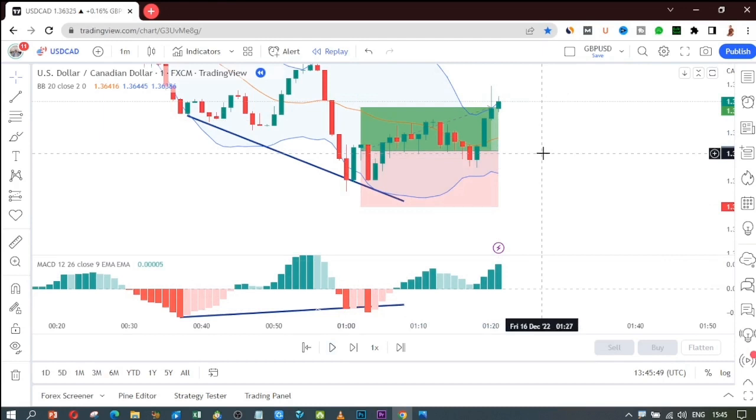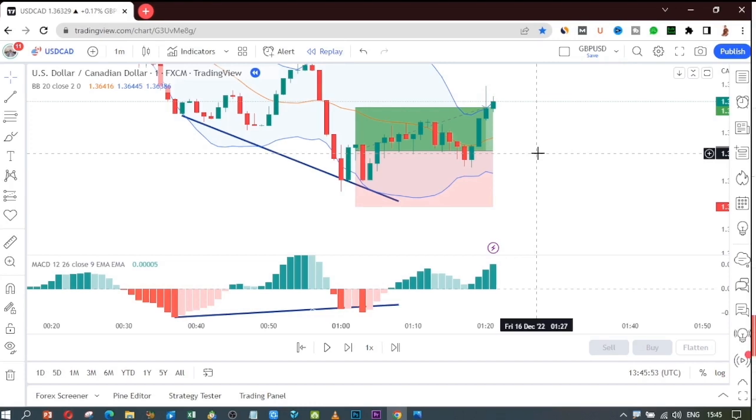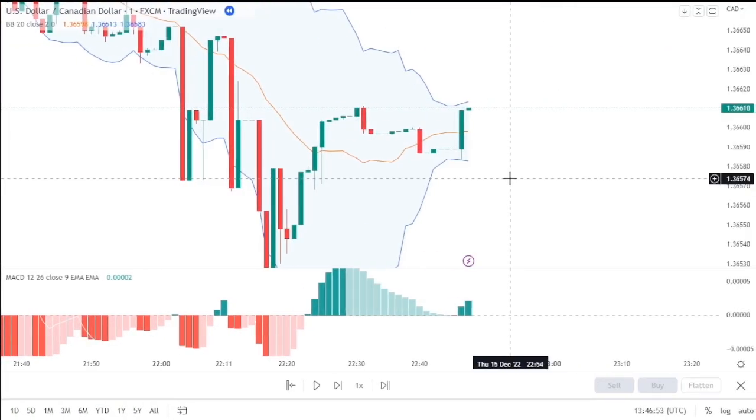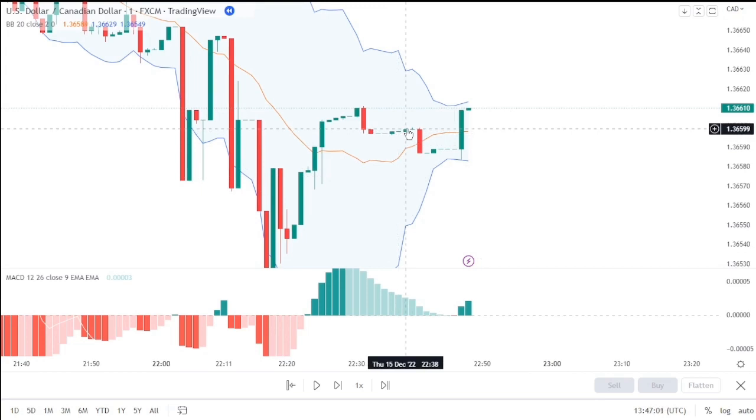Let's go ahead and let me show you the last example so that you can really master this and get this into your brain. So as I said, what are you looking for? The first thing you are looking for is when the market moves outside the bands. Once the market moves outside the bands, the next thing you want to see is divergence.